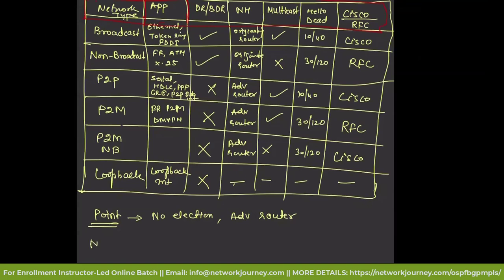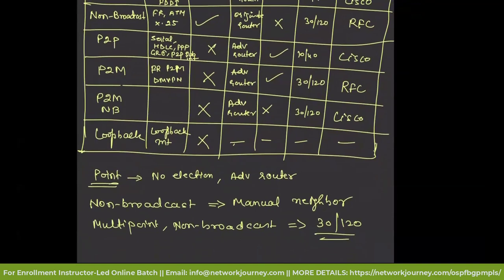If you find the non-broadcast keyword in any of them, then you will have a manual neighbor. This is simple. You know that you will have a manual neighbor. And if you find the multipoint and non-broadcast keywords, then your timers are going to be 30, 120. Now, if you remember these three lines, you can make this complete table.